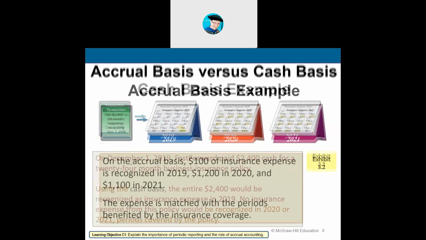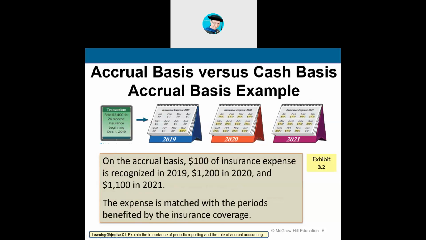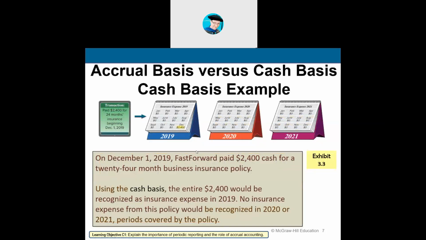So with accrual-based accounting, we write that check to the insurance company on the first day of December 2019, and we accrue it. Accrual is basically saying we're consuming it, right? So we are recognizing a $100 insurance expense every month for the 24-month period. With cash-based accounting, we're simply paying the cash, $2,400 for a 2-year insurance policy, so we only recognize the expense in the month of December 2019 when we're paying for that policy.